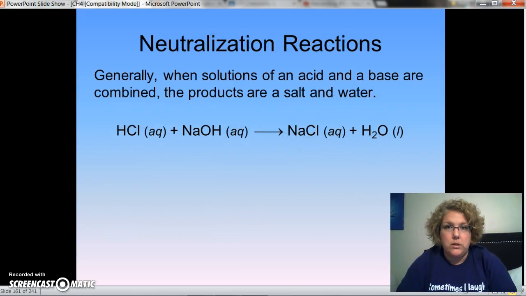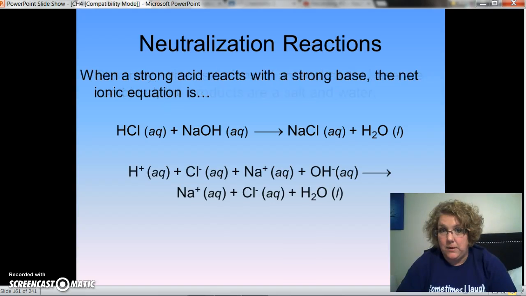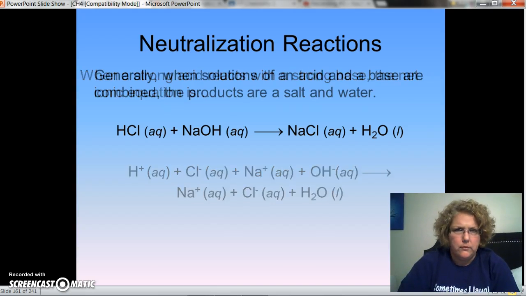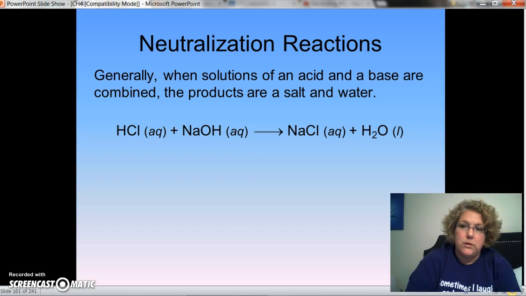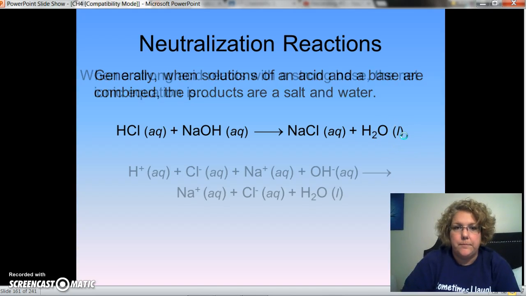All right, so generally when solutions of an acid and a base are combined, the products are going to be some kind of salt, not always table salt, but some kind of salt, and water. Notice the states are a little different. We start out with two aqueous things, but unlike a precipitation reaction, we don't form a solid, we just form the liquid water. So we still have a soluble salt floating around in the water, but we have liquid water as a product.